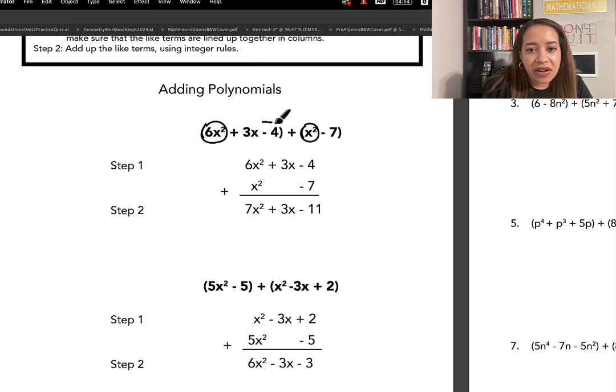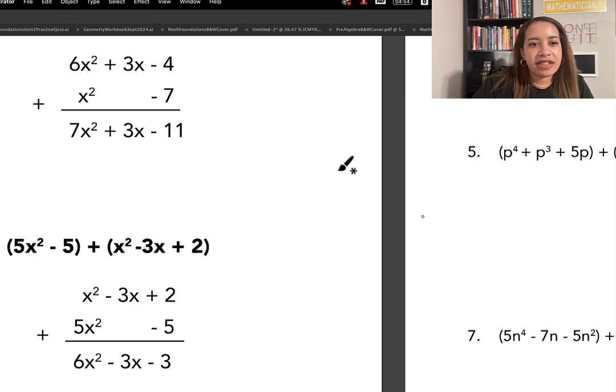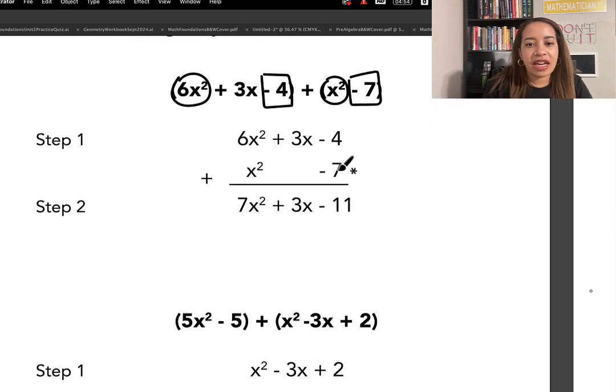But negative 4 does match with negative 7. Those look alike because those are just regular integers. So my next step is to stack up those like terms. 6x squared looks like x squared, so those stack up together. We leave some space under 3x since it did not have a match, and negative 4 and negative 7 look alike, so I stacked those up.